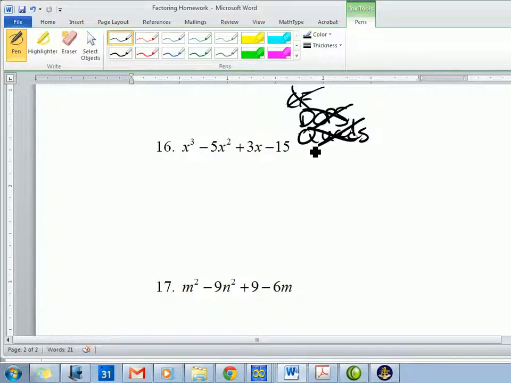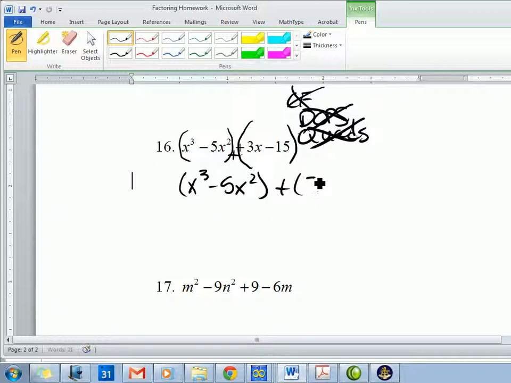So what you could do is grouping. You can do those later, but what you can do now is grouping. So what I'll do is in parentheses, I'll take this, and I'll take this, and in between goes a plus sign. So if I do that, let's rewrite. On one side I have x cubed minus 5x squared, and on the other side I have 3x minus 15.